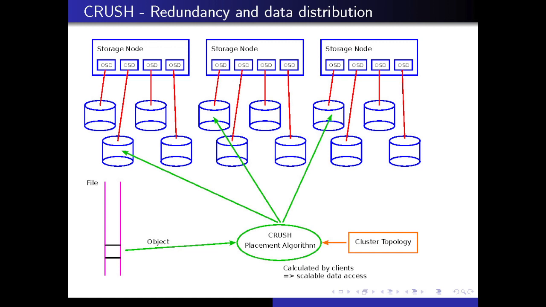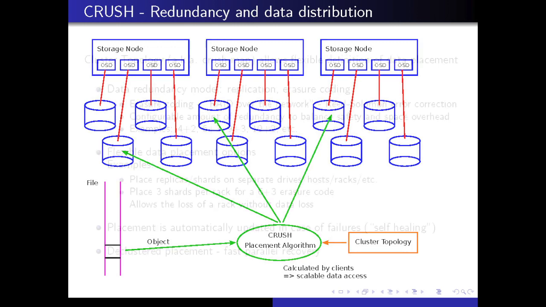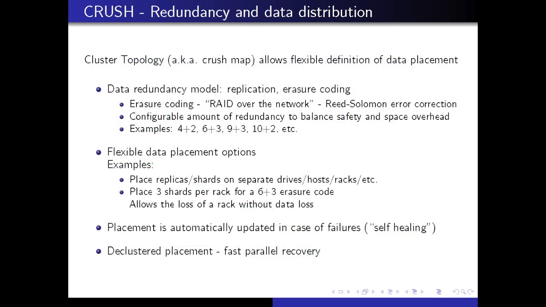So what do cluster topology and data placement mean? Well, it's a flexible definition of how you want to place data. You can choose to replicate data, say double or triple replicate it. You can choose to use erasure coding, which is essentially something like RAID over the network. It's a Reed-Solomon type encoding where the chunks, instead of being placed on disks on the same RAID controller, are placed into different nodes in the network. And you can configure all that in software, how much redundancy you want, based on your needs and safety requirements for data.